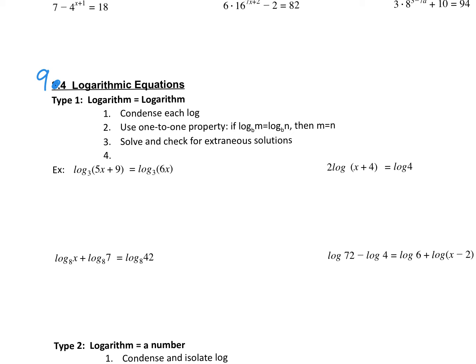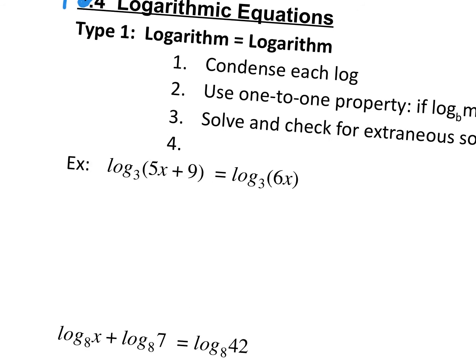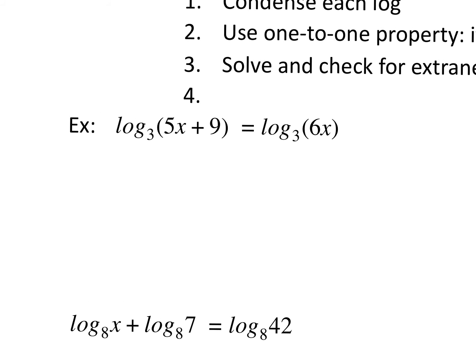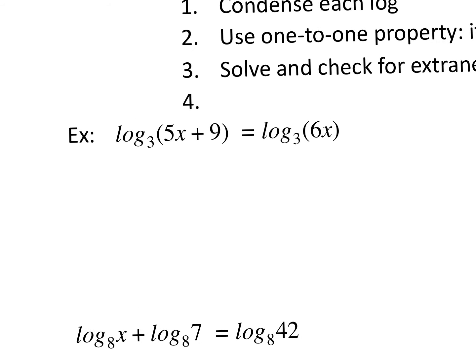What I mean by that, in this very first example, do we see how we have one log written on each side with the same base? That's what we want, because when that happens, it's the easiest thing ever. We can just set these a values equal to each other and solve. So 5x plus 9 equals 6x.